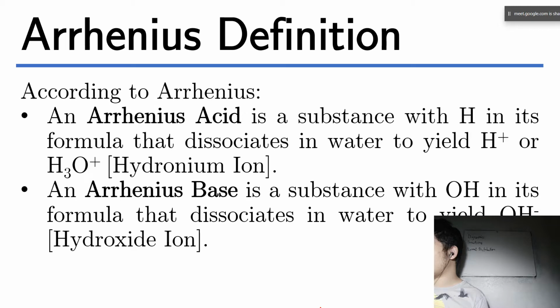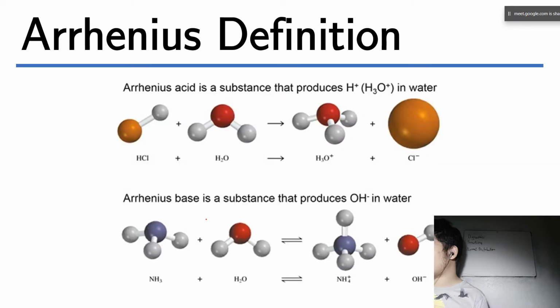Arrhenius definition of acid, anything na may H sa formula, acid yon, and it will yield H3O or H+ kapag dissociate. And an Arrhenius base naman is anything na may OH sa formula, and it dissociates in water to yield OH ion. Yan yung graphic illustration, no?